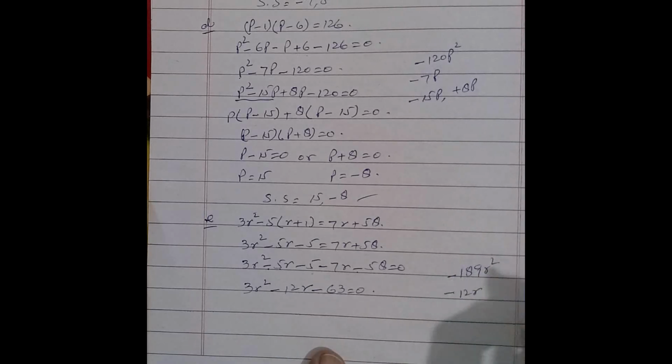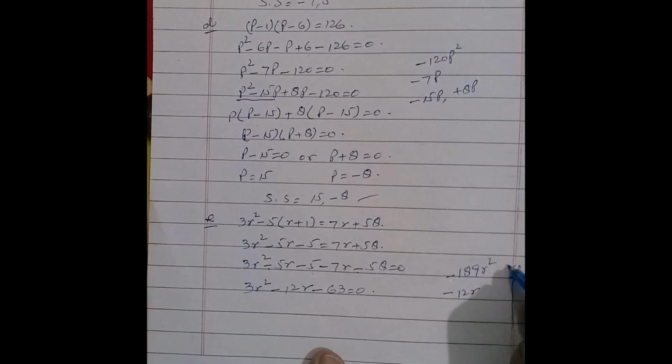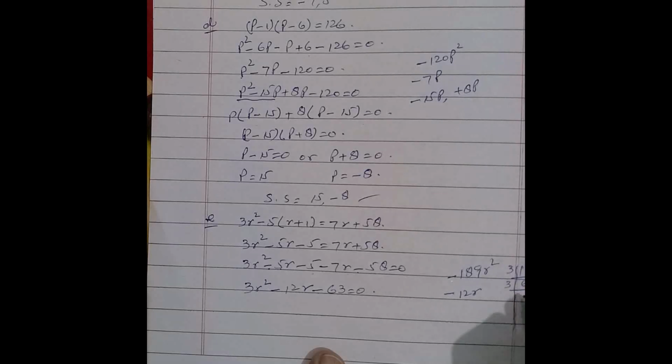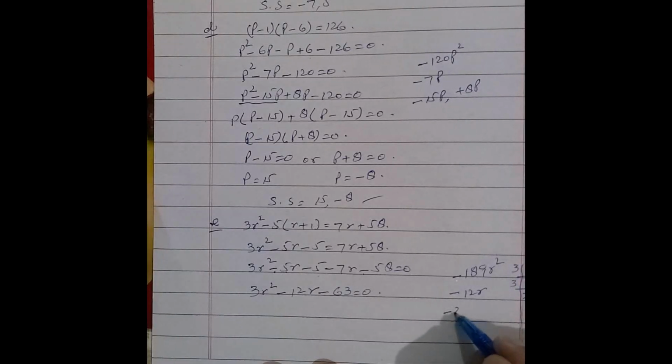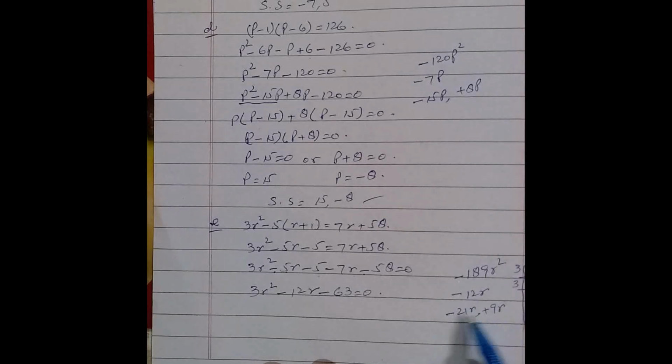We factorize 189, 3 6s are 18, 3 3s are 9, again 3 2s are 6, 3 1s are 3. So we get the two values which are minus 21r and plus 9r. When both the values are multiplied, we get minus 189r square, and when we add them, minus 21 plus 9, we get minus 12.